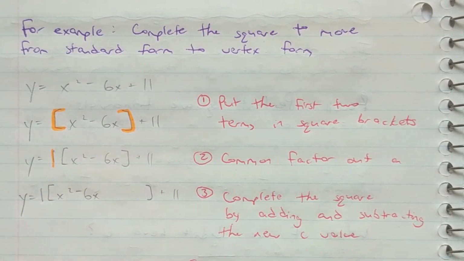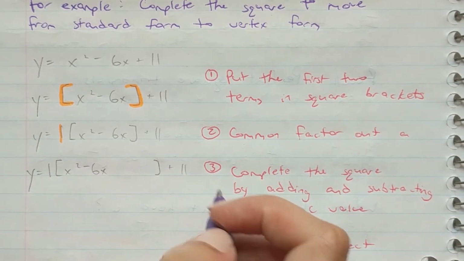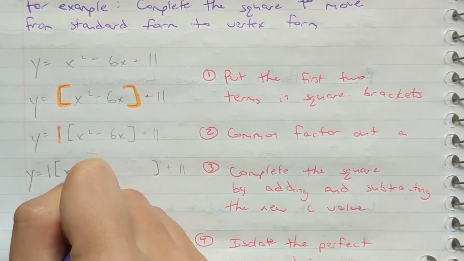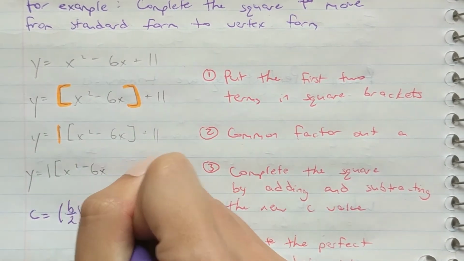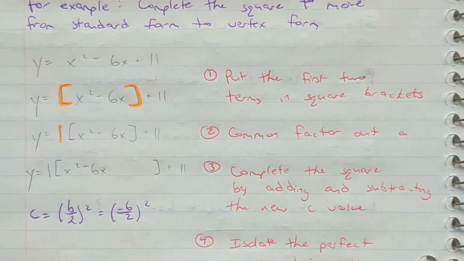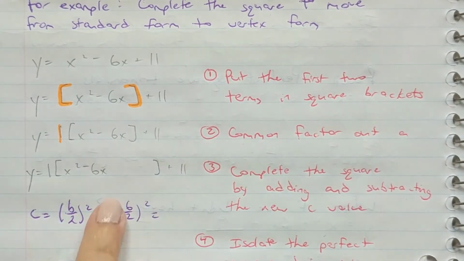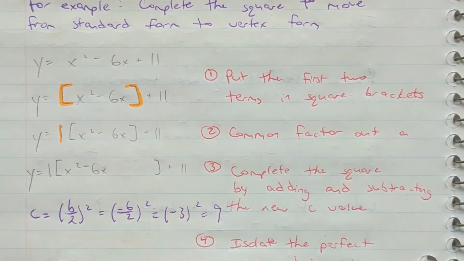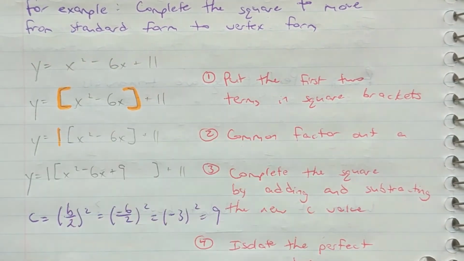I need to figure out what that value is going to be. Let's figure out what c is going to be. I'll do that in a different color here. So c is going to be equal to (b over 2) squared. Well, what is b? b is negative 6. So it needs to be negative 6 divided by 2, all squared. Negative 6 divided by 2 is negative 3, and negative 3 squared is 9. So the number that I need to stick here is 9. I'm going to add a positive 9.